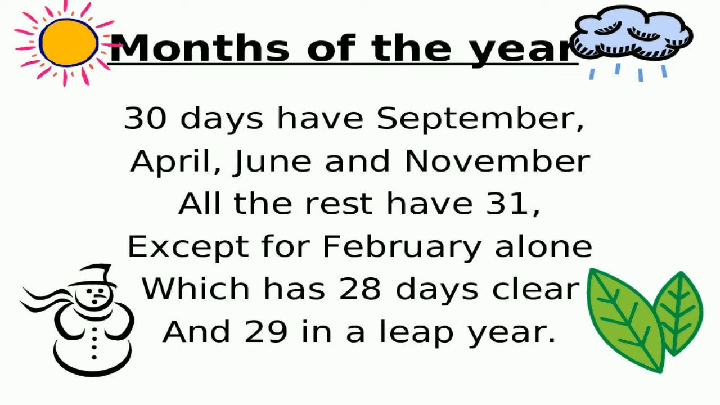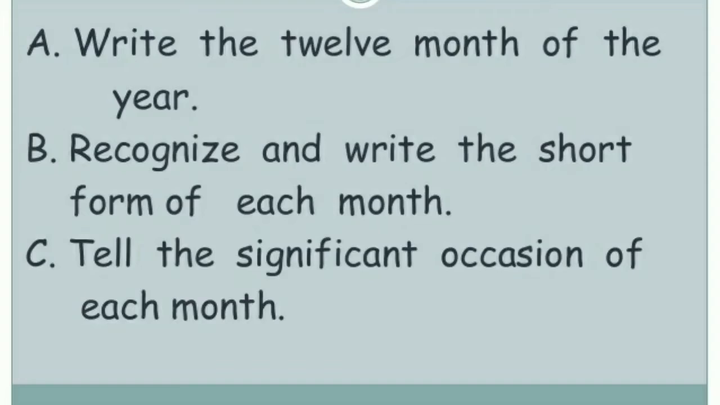So children, in a year we can see 12 months. So it's January, February, March, April, May, June, July, August, September, October, November, and December. And in these months we celebrate different types of festivals and different types of things. So now let's learn the next slide.